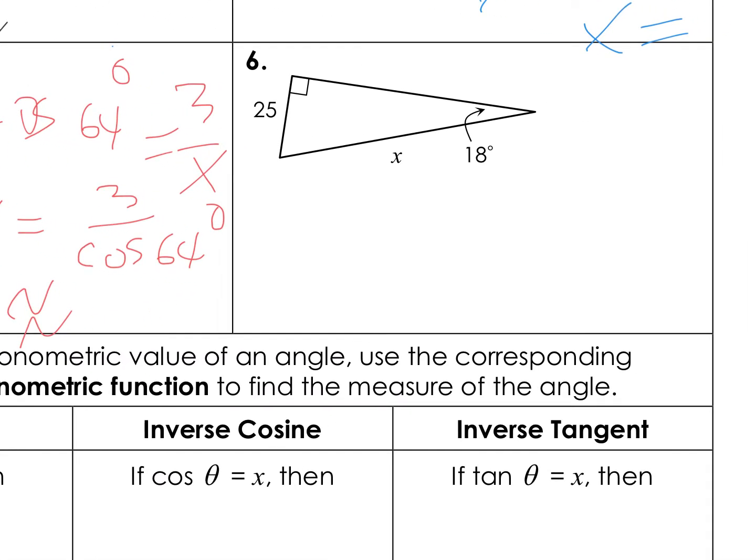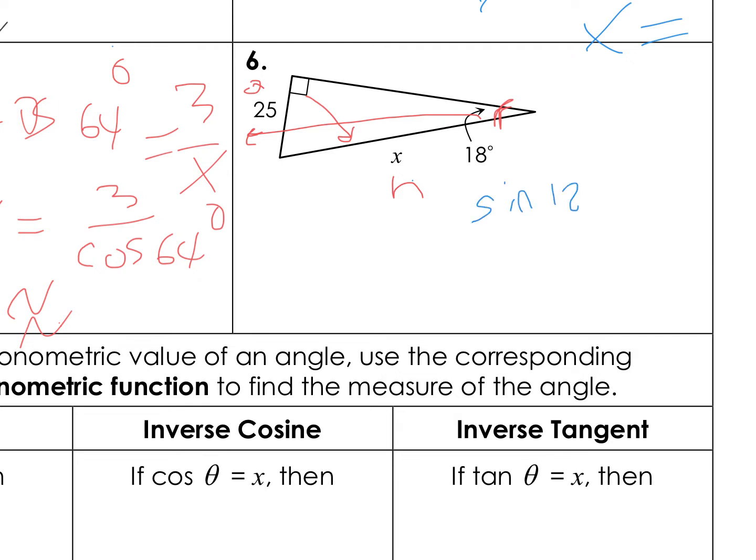Last one in this set. The small angle I'm given is this 18 degrees. I have a leg that is opposite of it, and I'm also looking for the side across from the right angle, so this must be the hypotenuse. So what uses the opposite and hypotenuse? Sine.